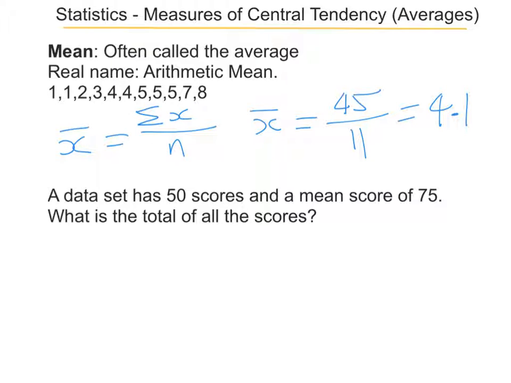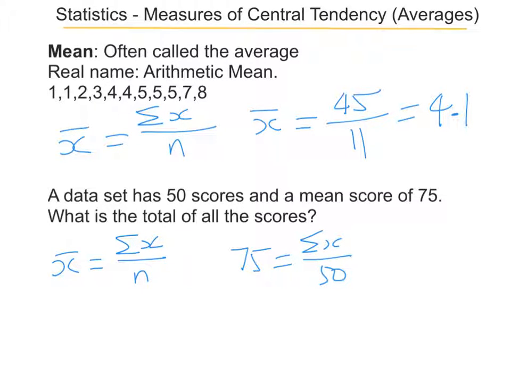In the next example, it says a data set has 50 scores and a mean of 75. What is the total? So really, someone's forgotten what the total is, but we know the other two parts of the rule. So I'll write the rule out. X bar equals the sum of the numbers over the number of numbers. We know that the mean is 75, so I can write 75 equals the total, which we don't know, over the number of scores, which is 50.